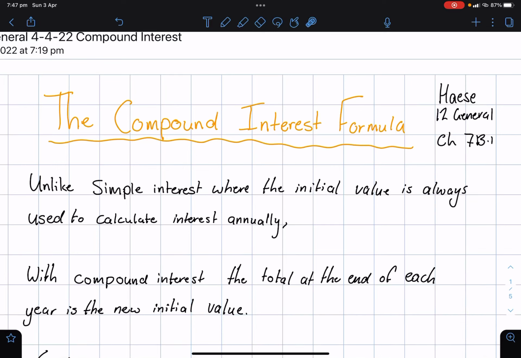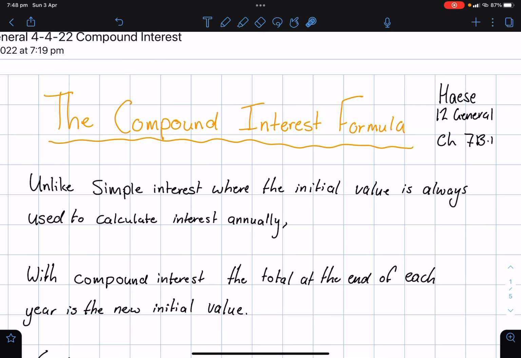So today we're going to be looking at compound interest. Extending on from the last video where we looked at simple interest, we're now going to be looking at when that is actually compounded annually. As always, this is a part of the Hazy 12 General Textbook and we're going to be looking at chapter 7b.1 if you would like to follow along there.